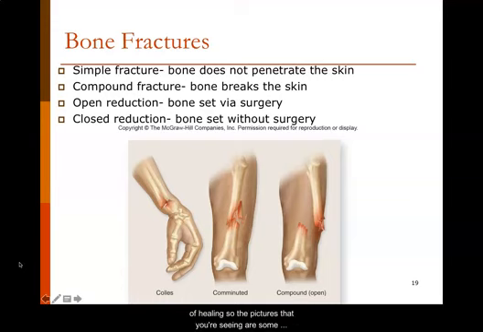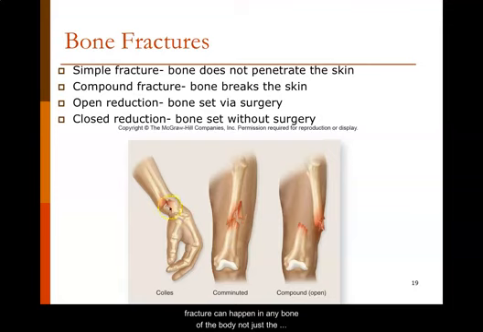So the pictures that you're seeing are some common types of fractures. This Colles fracture that you're seeing is a common fracture of the radius of the wrist here. The radius is going to be thumb side. So you can see the thumb here. This bone right here is the radius. The other one is the ulna. This is a common fracture at the distal end of the radius due to a fall. Oftentimes when you fall, you put your hands out to brace yourself, and that radius takes the brunt of the force there. That's a Colles fracture.